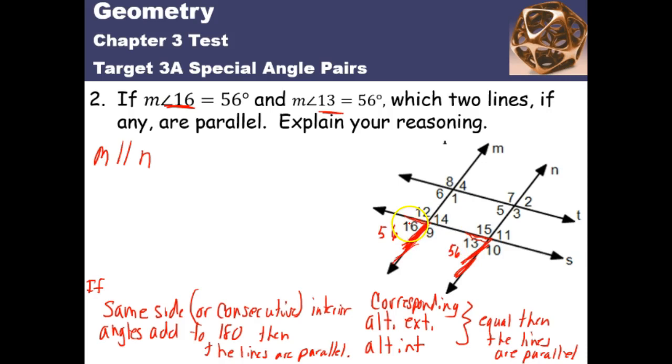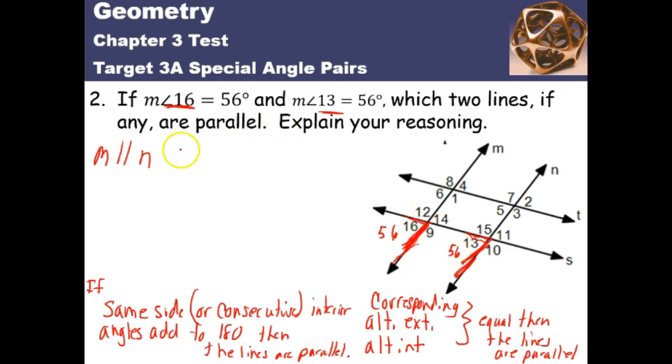So when I'm looking at these two lines, 16 and 13 aren't alternate because they're on the same side of S. So they can't be alternate interior or alternate exterior. They are same side, but 13's interior while 16's exterior. So they can't be same side interior, so they must be corresponding. And again, remember, corresponding means in the same place. So if you notice, they're both bottom lefts. 16 is on the bottom of line S and to the left of line N. And 13 is on the bottom of line S and to the left of line N. So they're both bottom left angles, so they're corresponding.